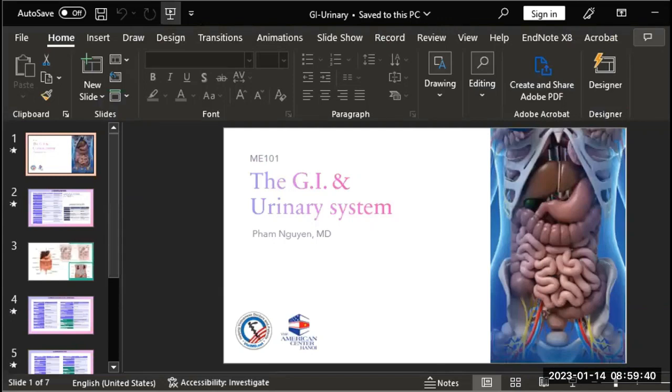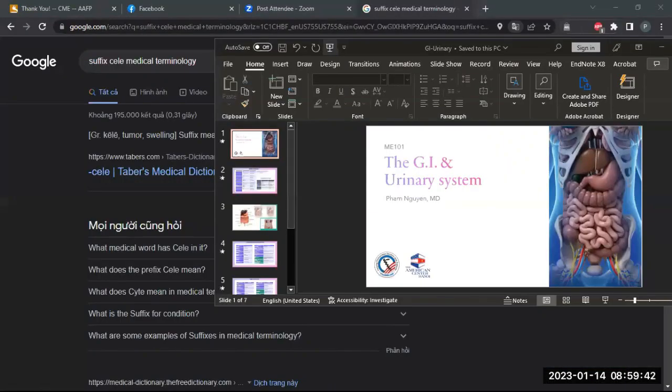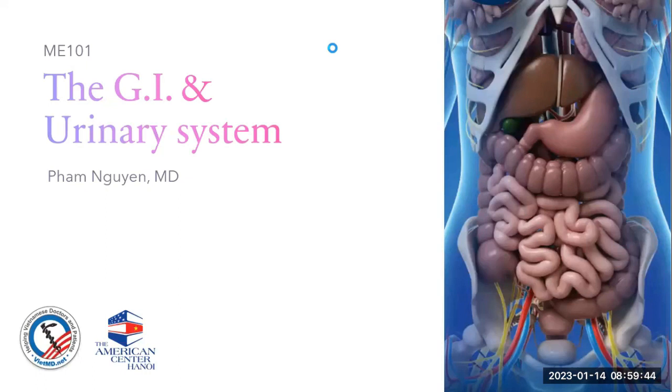All right, so today I'm going to talk about the GI. Can anyone give me a hint what GI means? GI means gastrointestinal. Perfect. Usually in America they say GI, which means the gastrointestinal system.